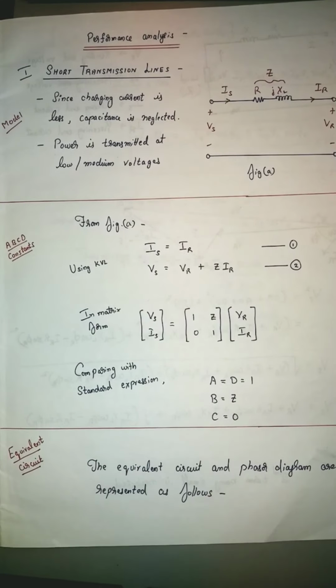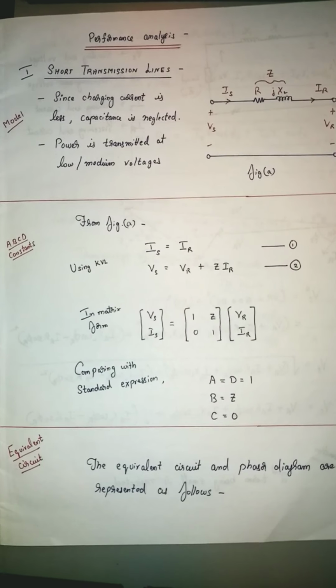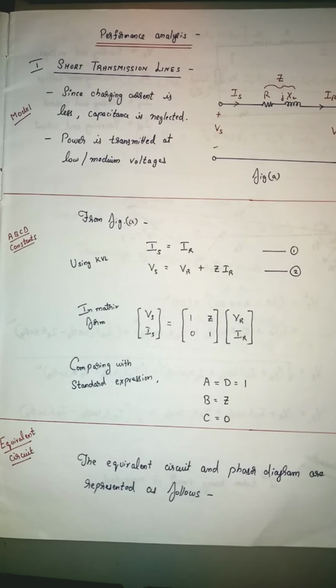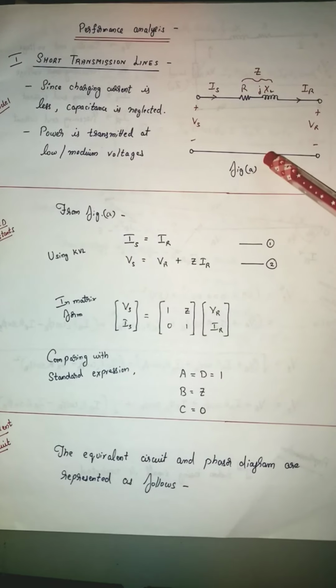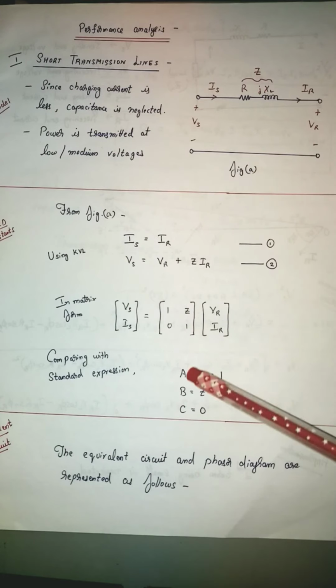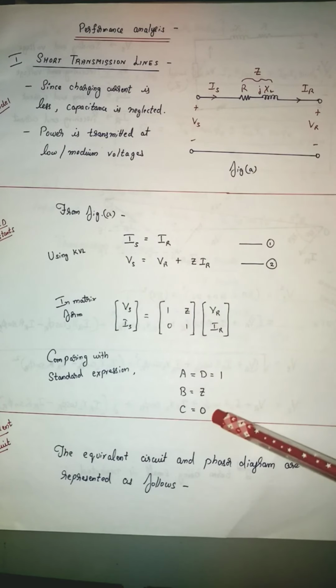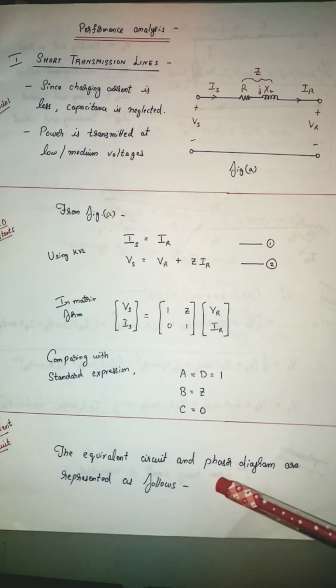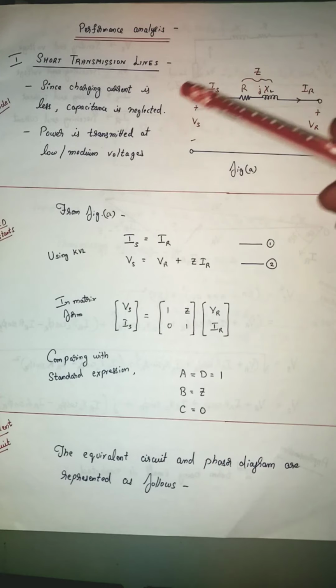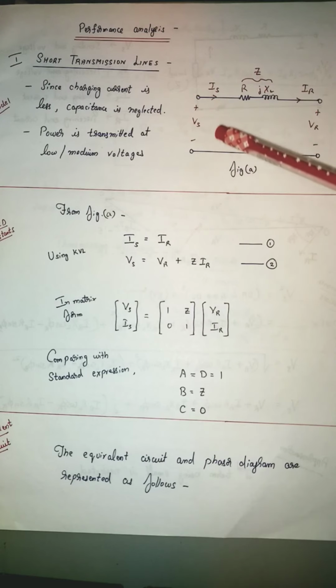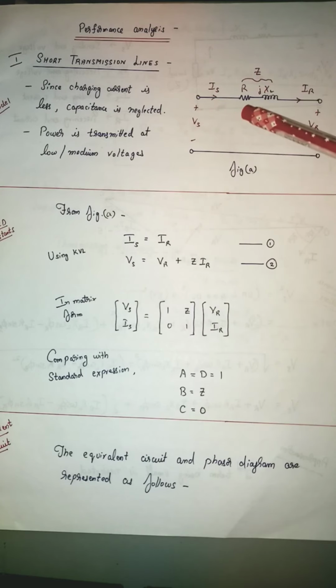Whenever it comes to any performance analysis, short transmission line or medium line or long line, we follow the same procedure. First, we try to draw the equivalent circuit. After the equivalent circuit, we write the mathematical expressions, find the ABCD constants, then go for the phasor diagram. So now we have understood how we got this equivalent circuit. We just neglected the capacitance, since the charging current is less.